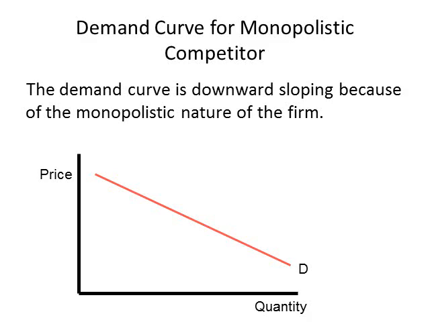The demand curve for the monopolistic competitor is downward sloping like that of the monopolist. The reason is that the monopolistic competitor, in order to sell more of the good to increase total revenue, must decrease the price of the good.